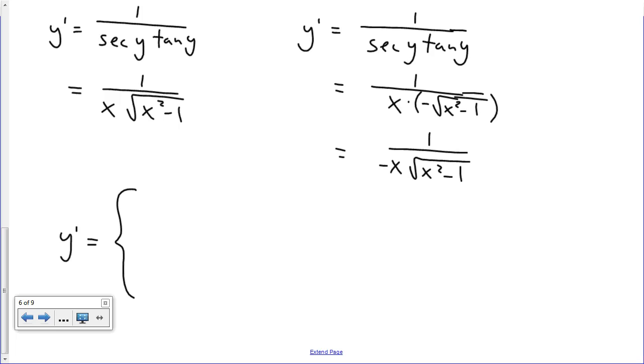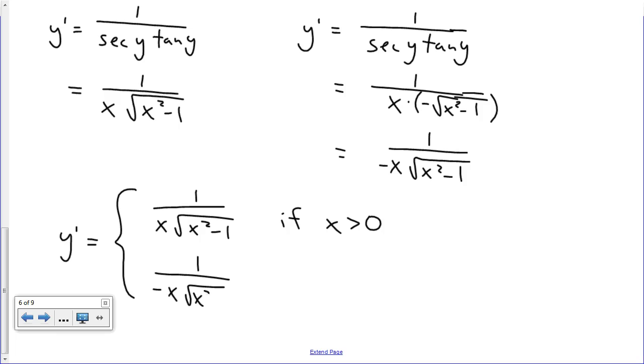Over here in quadrant 1, we found out that the derivative was equal to 1 over x times the square root of x squared minus 1, and that was if x was greater than 0 in that quadrant. And we ended up with 1 over the opposite of x times the square root of x squared minus 1 if x is less than 0. So we have a piecewise definition for the derivative in essence.